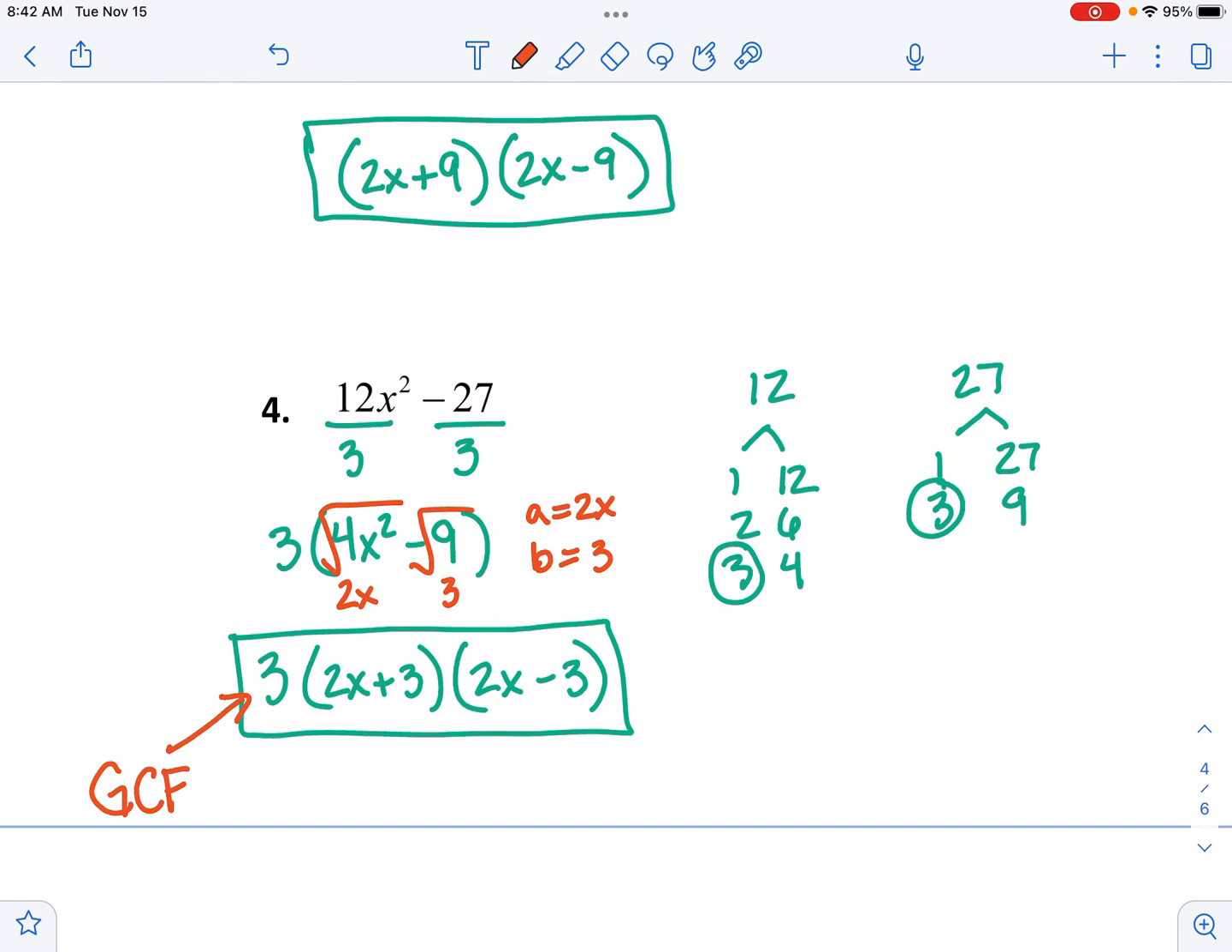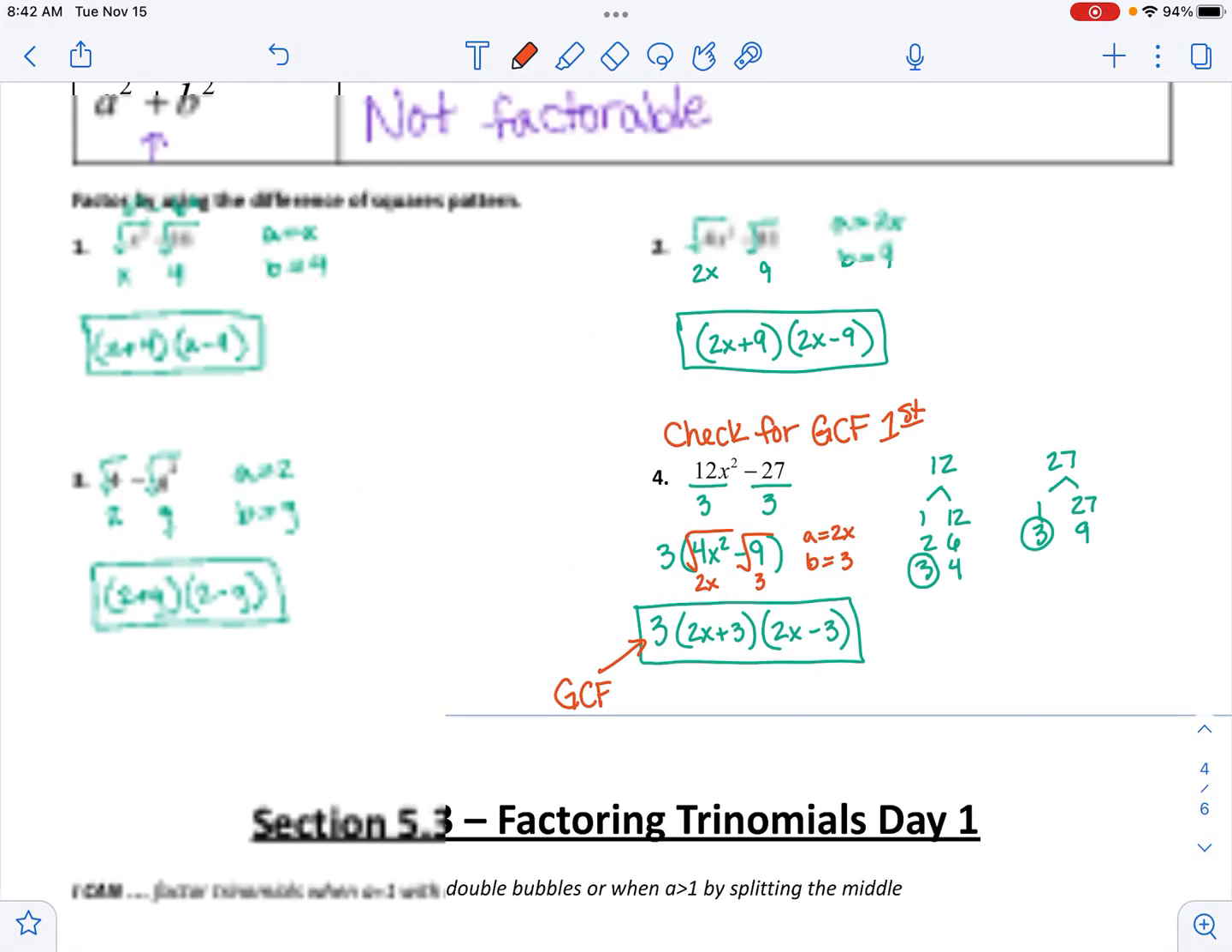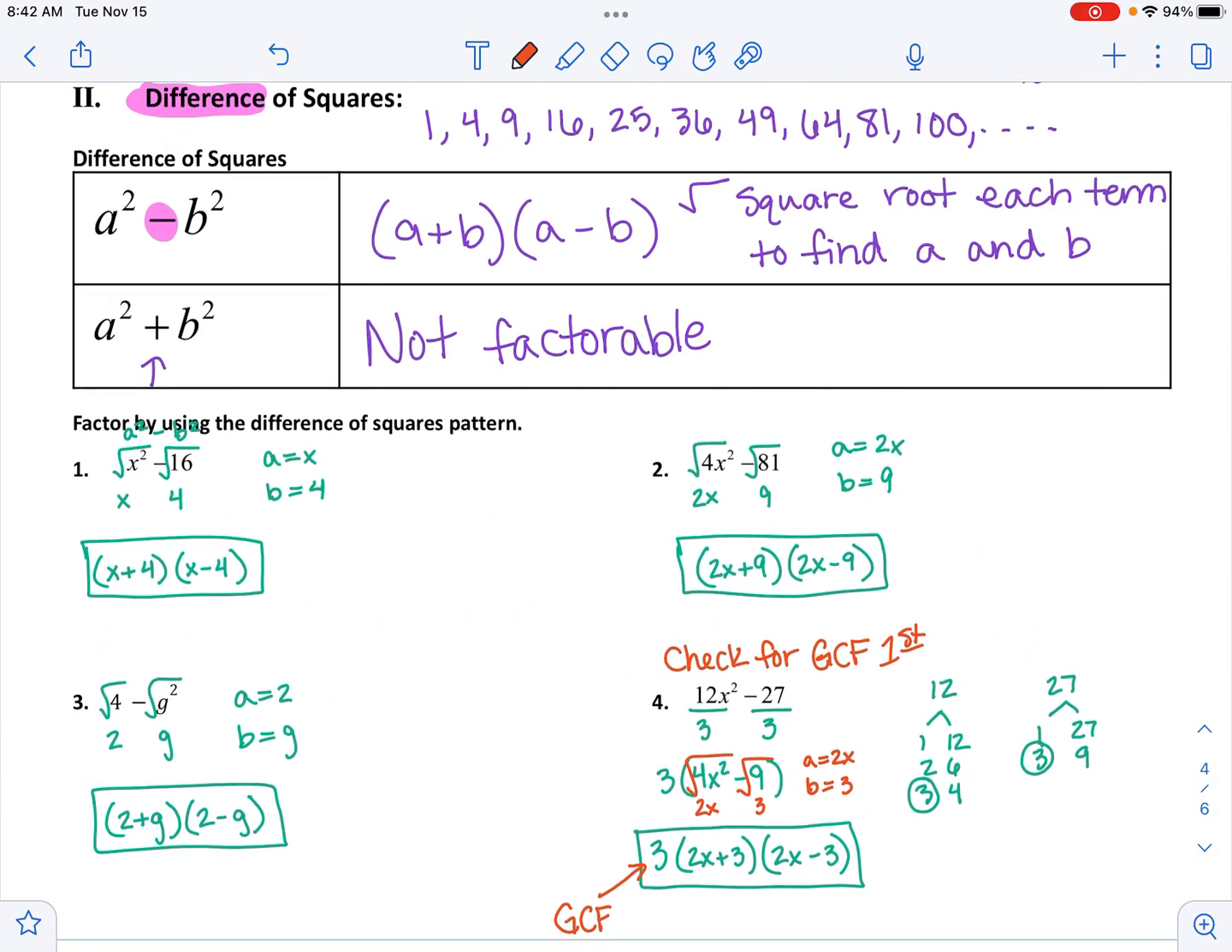All right, so always check for a GCF first. Make a note here, especially in this case, if you see those numbers and they are not perfect squares, most likely you have a GCF you need to take out first. All right, that is section 5.2.